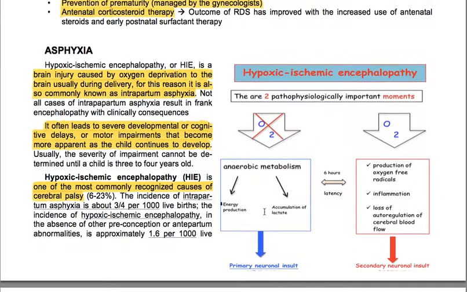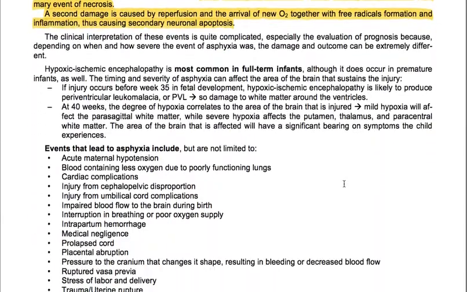You can see here, first insult is due to anaerobic metabolism, lower energy production and accumulation of lactate. Then secondary neuronal insult can be due to the arrival of oxygen with production of oxygen free radicals, inflammation, and loss of autoregulation of cerebral blood flow. We have a 6 hour latency between the two episodes.